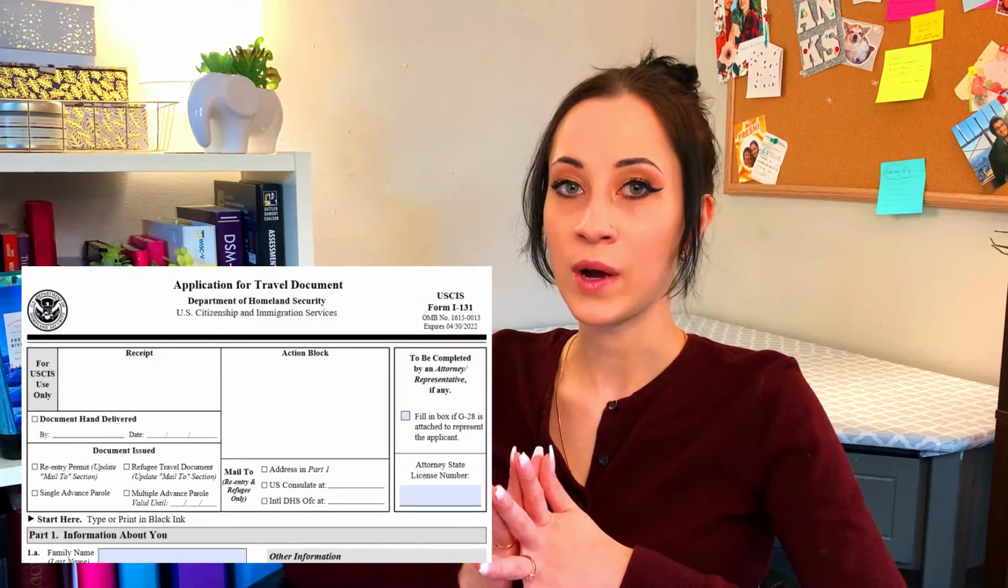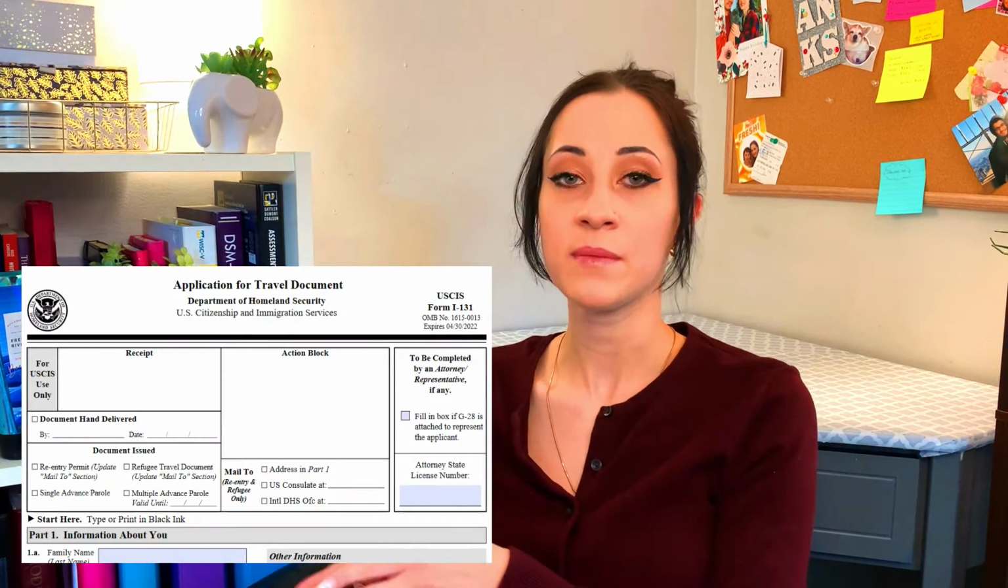In today's video, I wanted to tell you guys about the difference between advanced parole and a reentry permit. For both of these documents, you would be filling out a form I-131. This is a form that you may be including together with your adjustment of status application. However, this form does do a lot of other things that I think is important to know and be aware of just in case the situation arises.